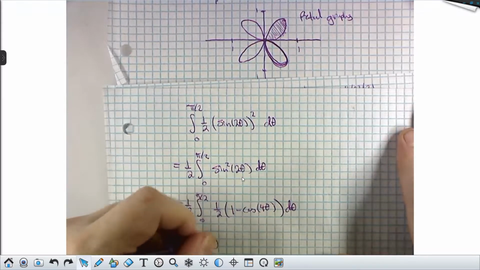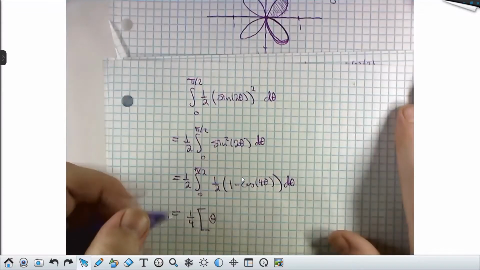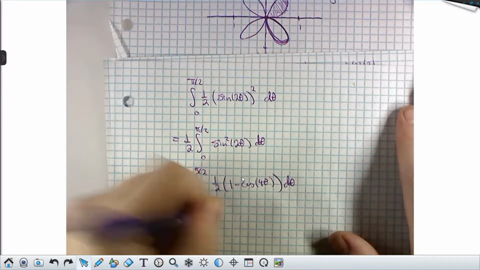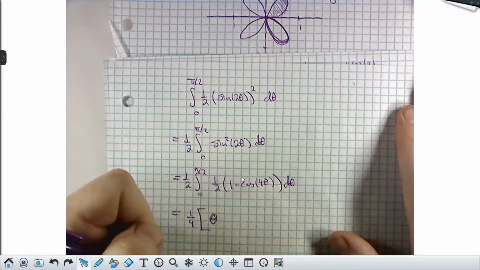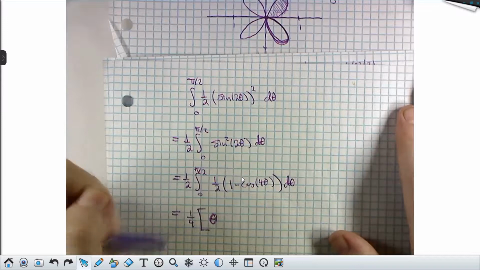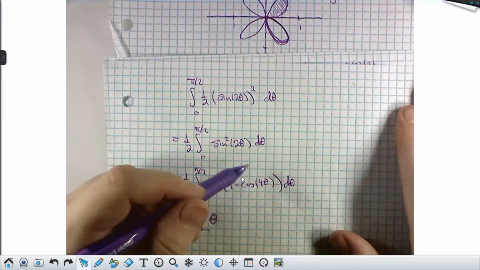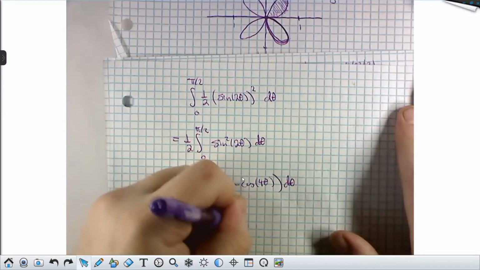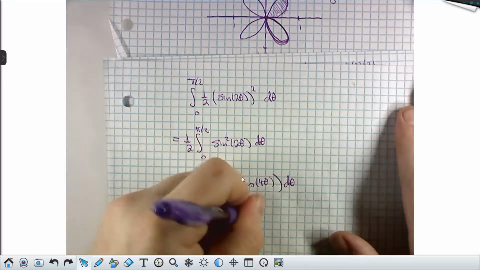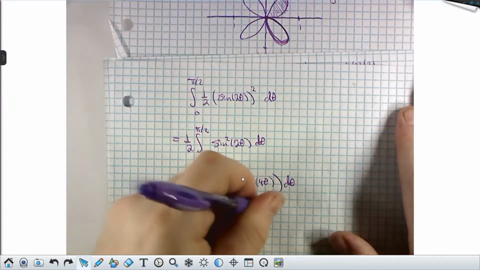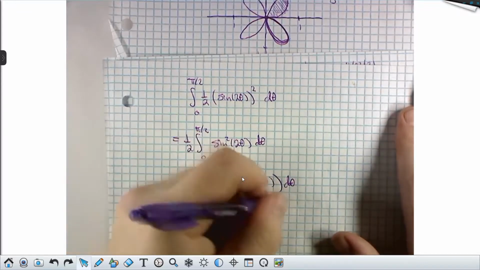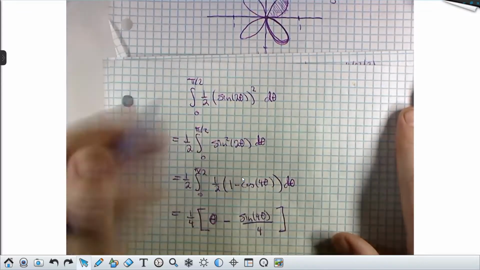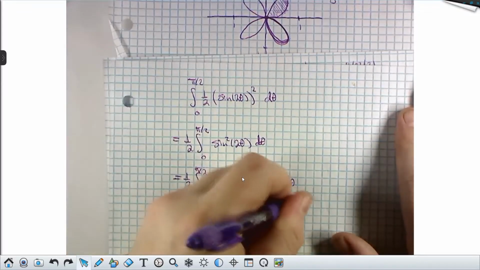Antiderivative for 1 is just theta. 1/2 came out, that's the 1/4. Antiderivative for cos 4 theta is sine 4 theta over 4. It's a little micro u-sub. You remember those from exam 1. And we evaluate this from 0 to pi over 2.